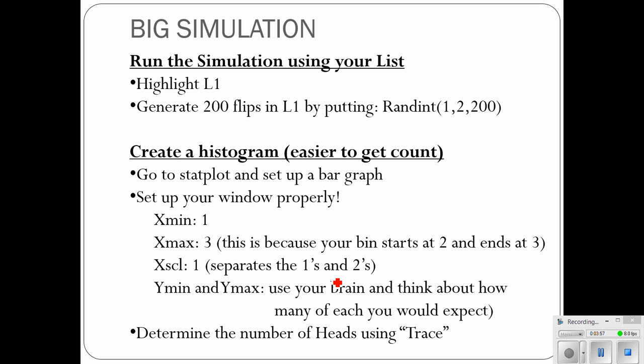So let's say we wanted to run a huge simulation where we flipped a coin 200 times. Now this is where the calculator or some kind of random number generator is awesome, because then we don't just flip a coin, flip a coin, flip a coin, flip a coin. We can run them all very, very quickly.